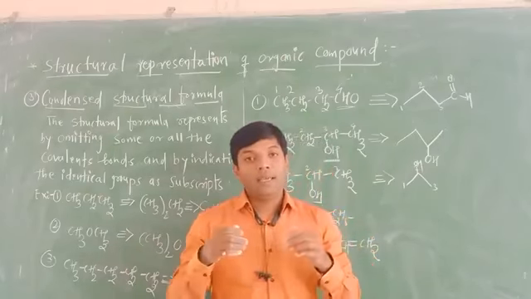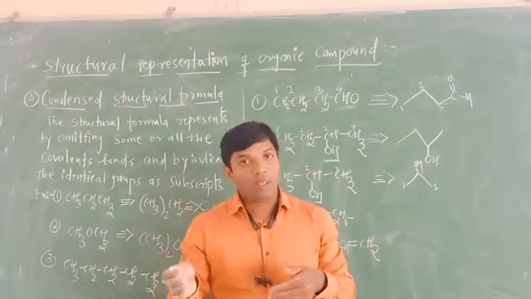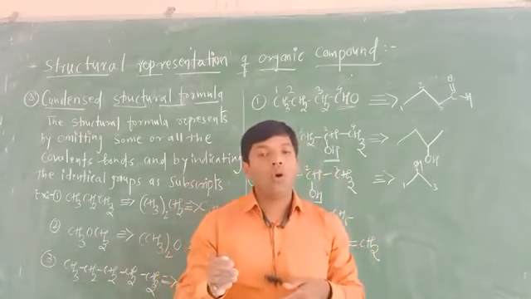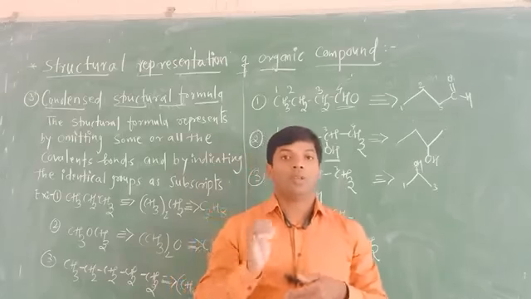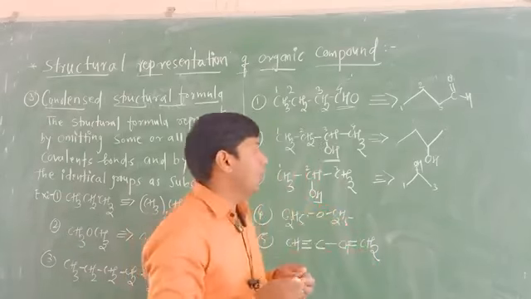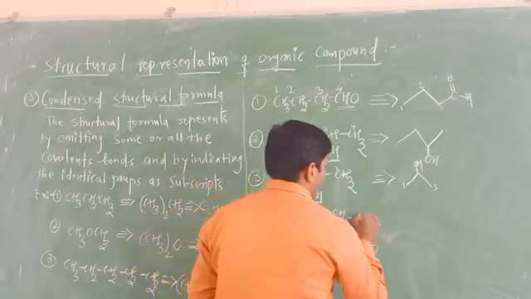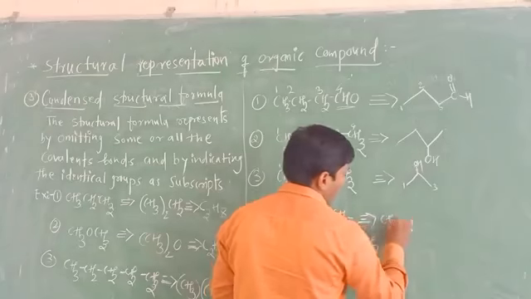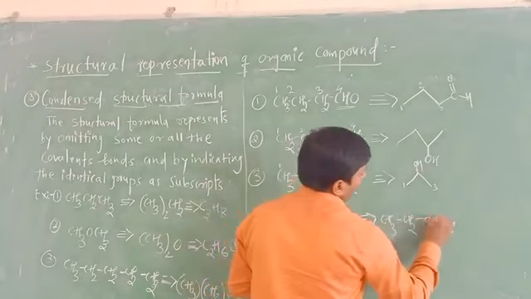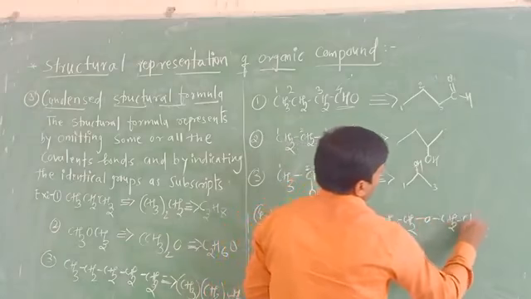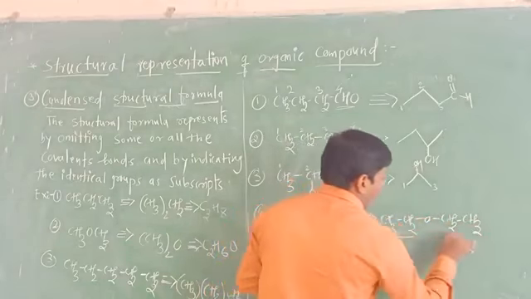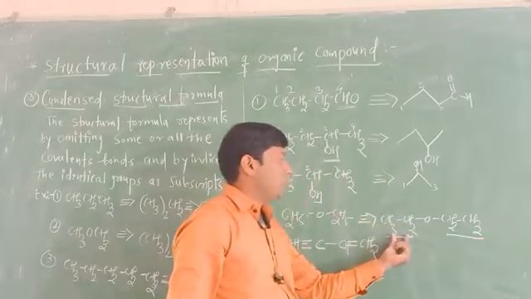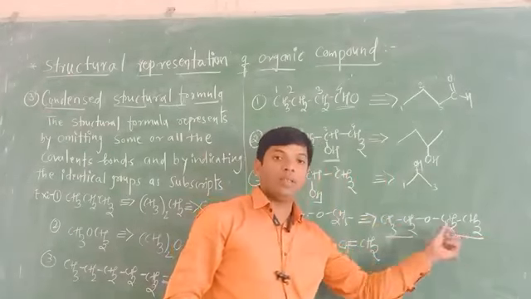So you have to write in the structural form CH3, CH2, O, CH2, CH3. Then you can write very easily the bond line structural formula. So first of all, I will write in the structural form right now: CH3, CH2, oxygen atom, CH2 and CH3. Here in the condensed form you will find C2H5. Here also you will find C2H5.